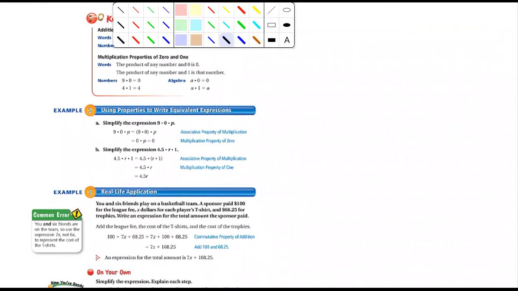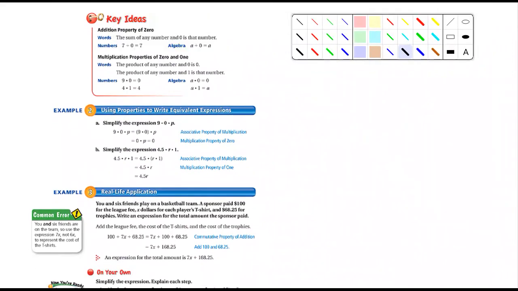I didn't have coffee. Addition property of 0. It says the sum of any number and 0 is that number. So let me read that again. Addition property of 0, the sum of any number and 0 is that number. So obviously 7 plus 0 is 7. A plus 0 equals A.